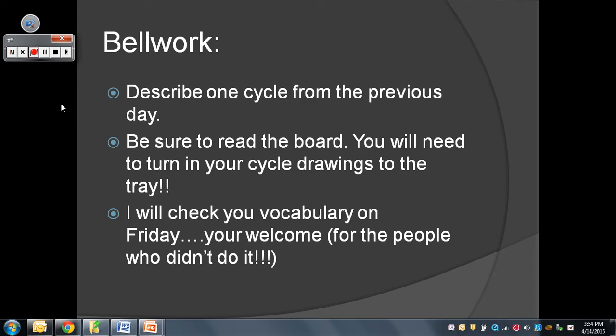First of all, make sure you answer your bell work. It's probably written on the whiteboard, but just in case, it's right here. Make sure you describe one cycle from the previous day that we discussed, either the water, nitrogen, phosphorus, or carbon and oxygen cycle. And make sure, please, that you have turned in your cycle drawings to the tray. I will collect them for a grade when I return.